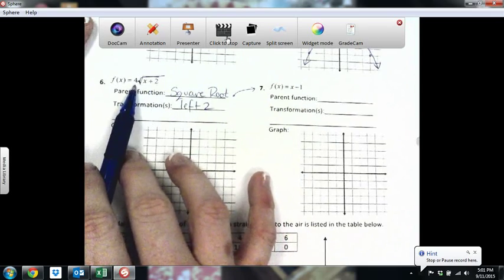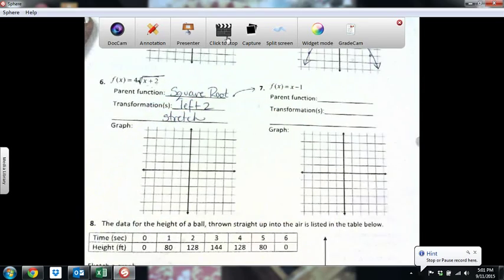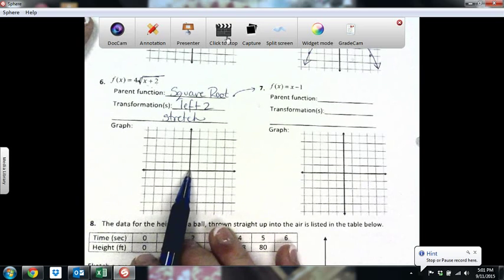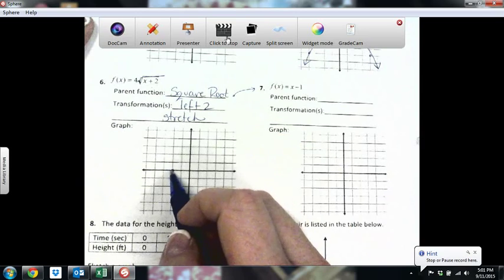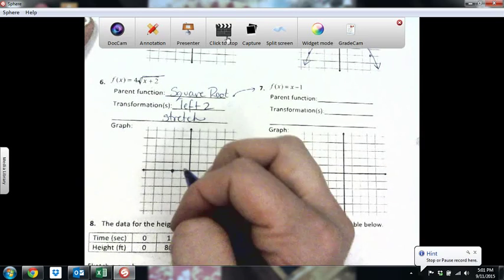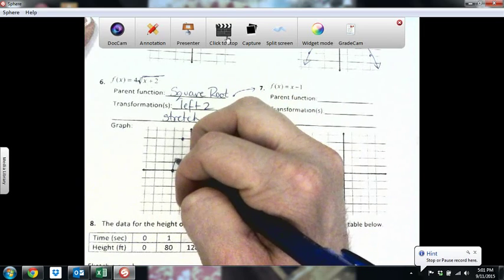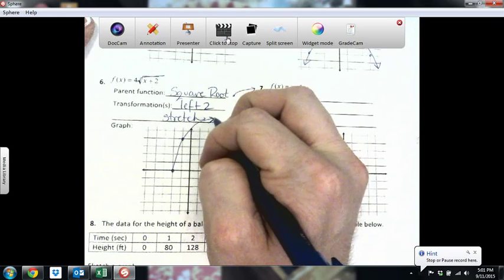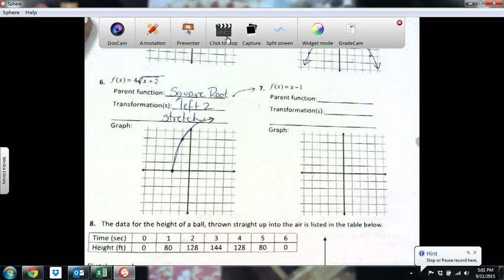And then the 4 that's being multiplied is a stretch, meaning it's going to be taller than my standard. So I'm going to take my vertex that's typically at 0, 0. I'm going to move it left 2 and place it here. And typically I'd go out 1, up 1, but I'm going to go out 1, up 4 to show the stretch. So this is much taller than my standard square root function. And I'm going to kind of go off my graph again here. But it's much taller than the standard square root function.